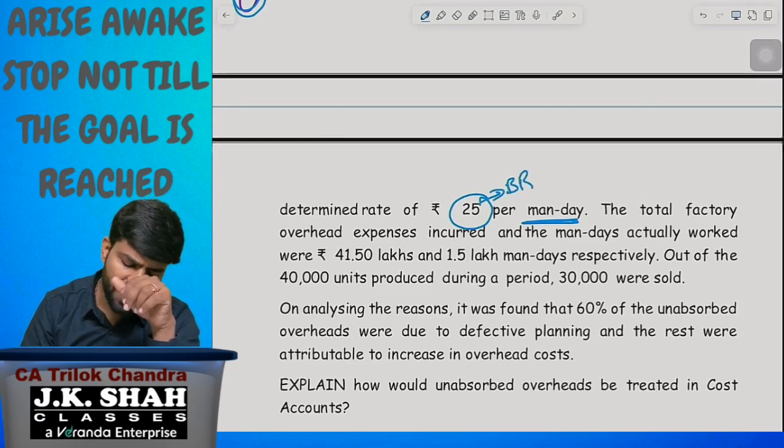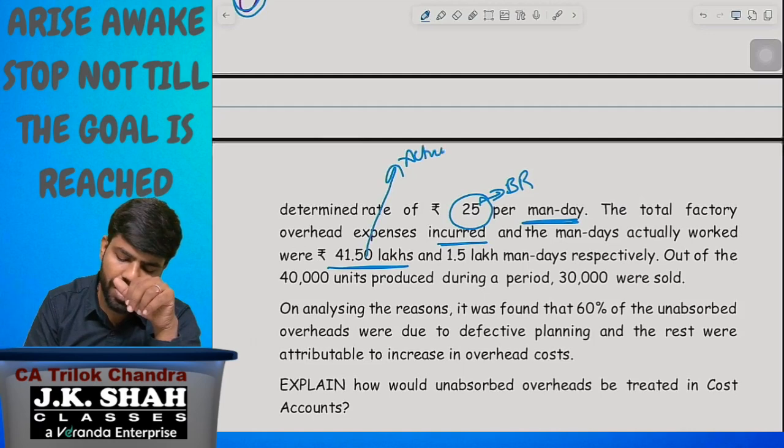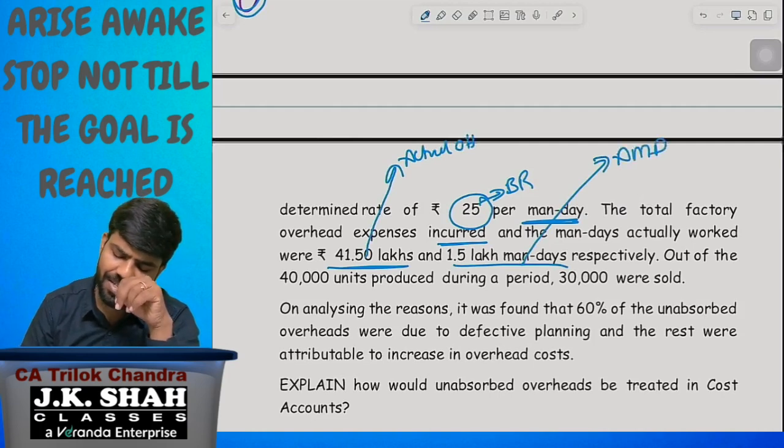Next, the total factory overhead expenses incurred and the man days actually worked: 41.5 lakhs is the actual overheads, and 1.5 lakh man days is the actual man days. Now, out of the 40,000 units produced, 30,000 units were sold.